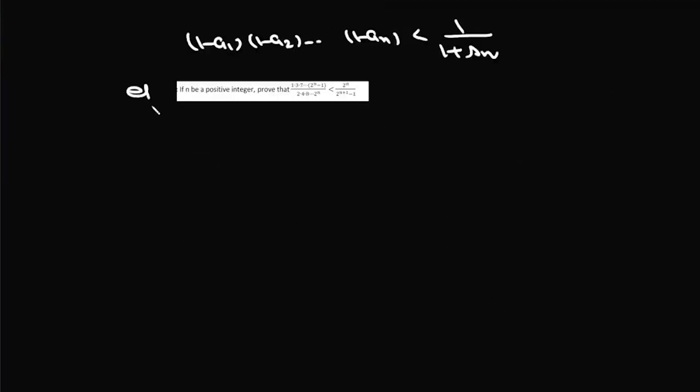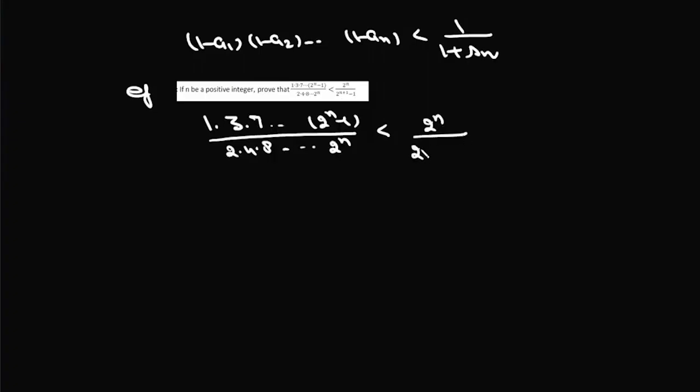Now let us take another example, and it says if n is a positive integer, then prove that 1 into 3 into 7 up to 2 to the power n minus 1 upon 2 into 4 into 8 up to 2 to the power n will be less than 2 to the power n upon 2 to the power of n plus 1 minus 1.